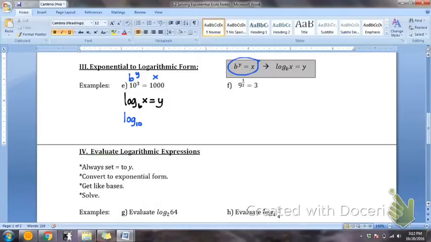Log base 10 of 1,000 equals 3. Notice that the 10 is little. The log, 1,000, and 3 are all the same size. Please make that adjustment on your paper. Those of you that have large handwriting or unkept handwriting, you need to make sure that you are intentional about this. Yes, ma'am. I wasn't calling anyone specifically.